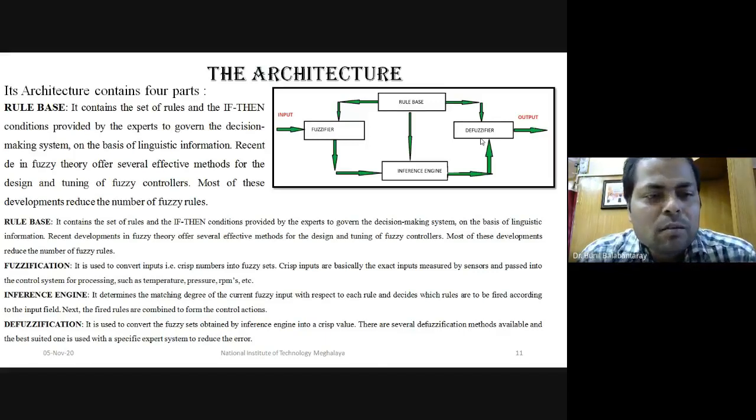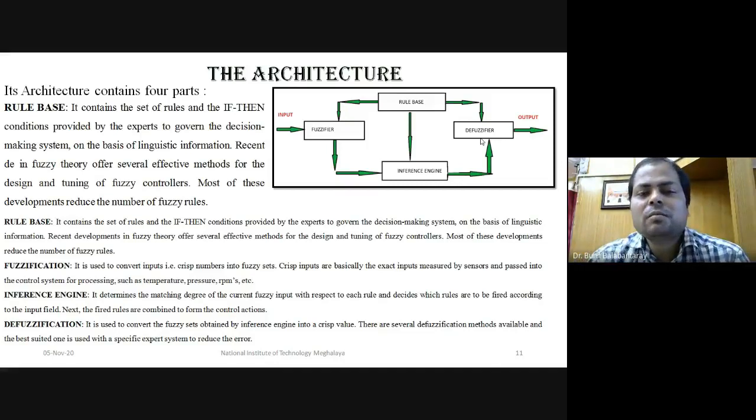So let me go to the fuzzification process. It is used to convert the inputs, the crisp numbers, into fuzzy sets. Crisp inputs are basically the exact inputs measured by the different sensors. Sensors here in our case are our eyes, because we are reading this particular symbol given in the task, and it is passed to the control system for further processing. Similarly, the inference engine takes care of determining the matches between the input and the stored knowledge in the rule base, and giving you the exact comparison output.